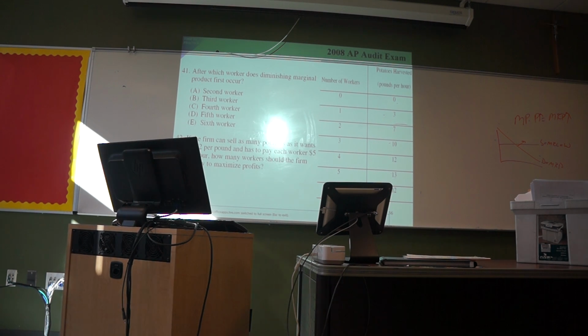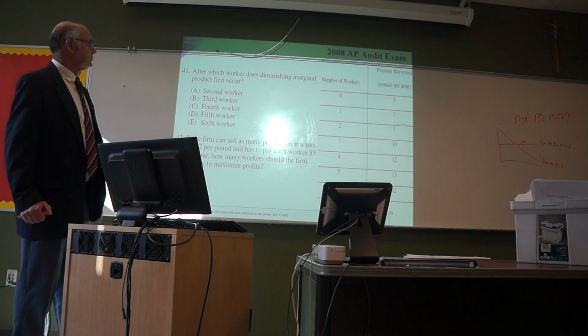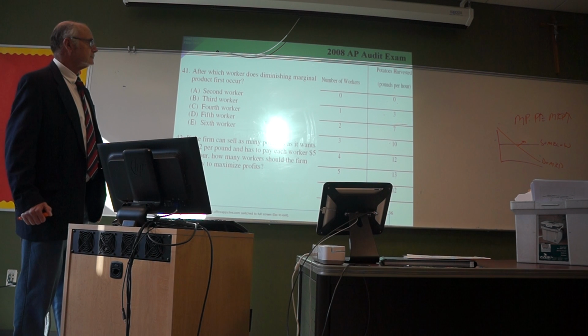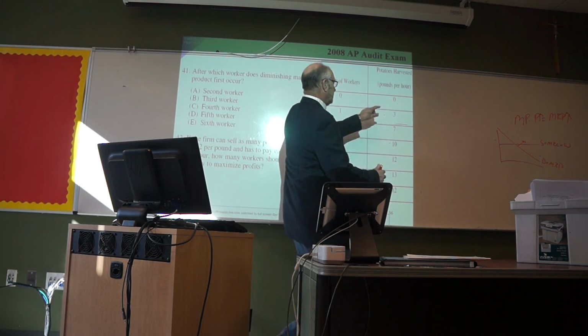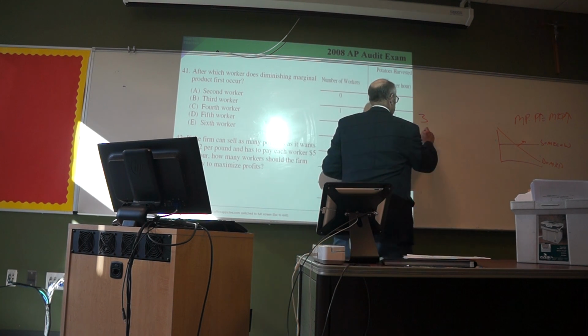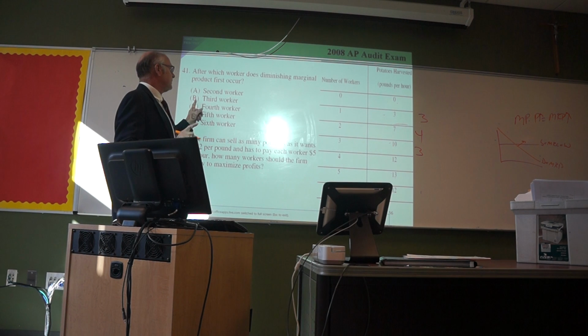Anyone feel good about 41? Go, Mike, you have the floor. Would be B. How did you get B? Because the marginal product is 3 for the first worker. Okay, so you went 3 minus 0 to get 3, and 4, then back down to 3 at the third worker. So you had B.